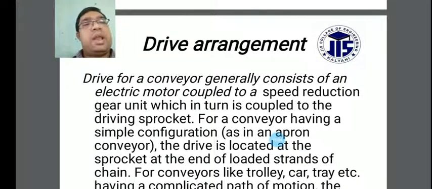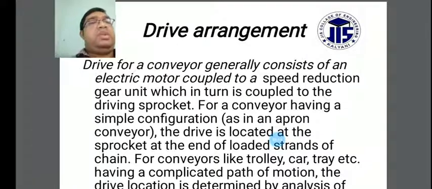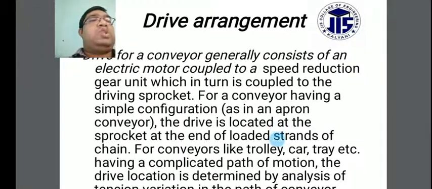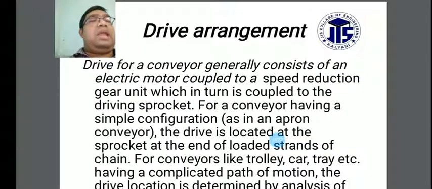For a conveyor having a simple configuration, and as in an apron conveyor, the drive is located at the sprocket at the end of the loaded strand of chain. The apron conveyors will be supported on sprockets, and the metallic apron will also be given in this configuration.